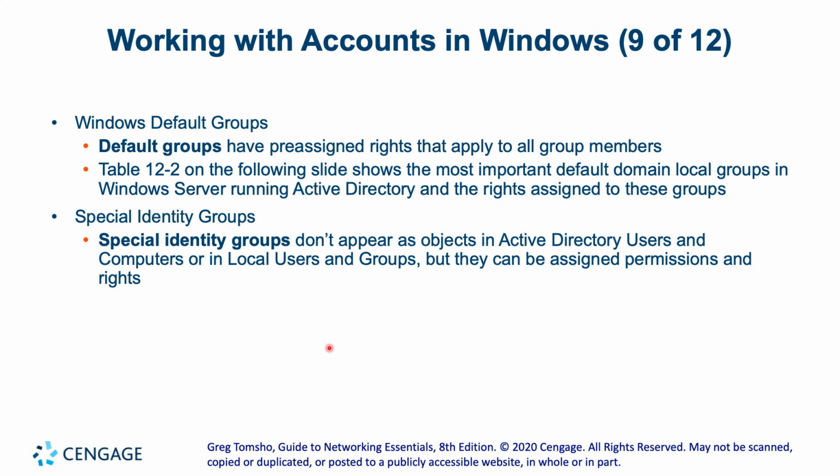Special identity groups are not really groups that you can modify. Special identity groups, the membership of those groups are controlled by the operating system. An example would be authenticated users. Authenticated user special identity group has everybody that's authenticated to the system. And I can't add anybody to those groups. The operating system automatically adds people to that group.